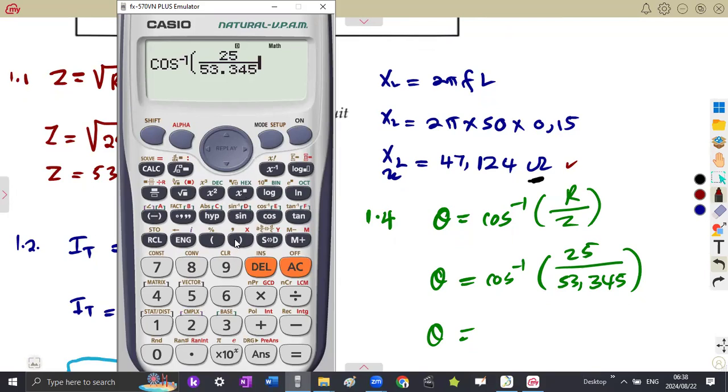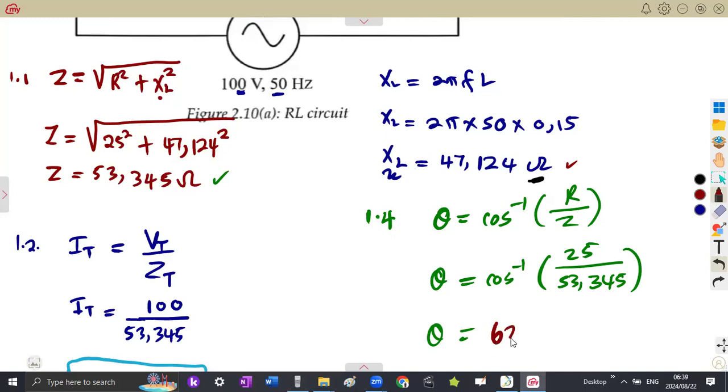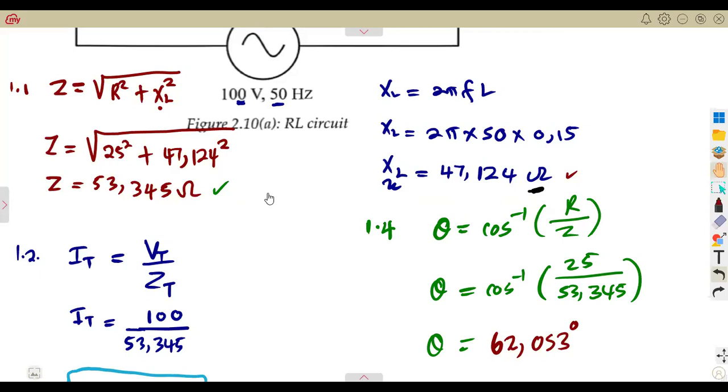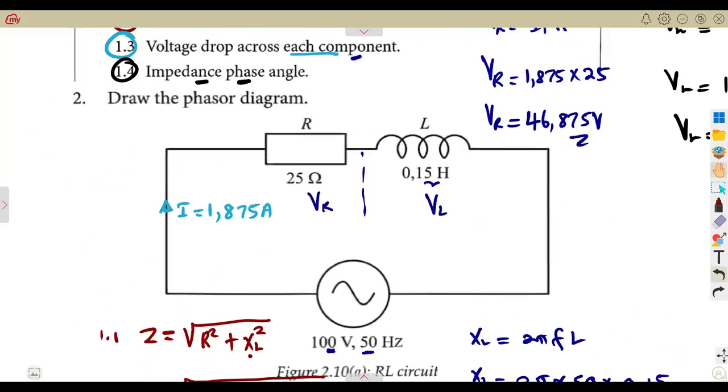So that is going to give us 62.053 and so on. You can even round off to 3 decimal places: shift, setup, go to fix on number 6. So you're going to fix to 3 decimal places, you press 3. So it's going to be 62.053. So that was going to give us 62.053 degrees at the end as our phase angle. Just like that. Then the last part, they need you to draw the phasor diagram.